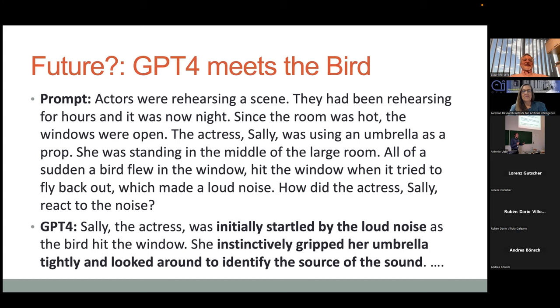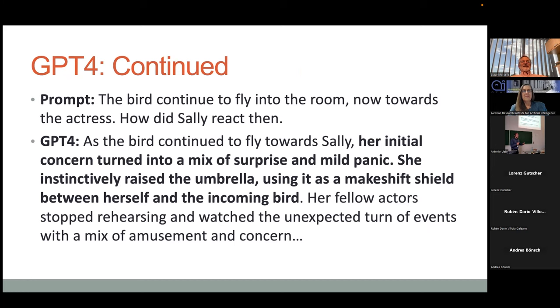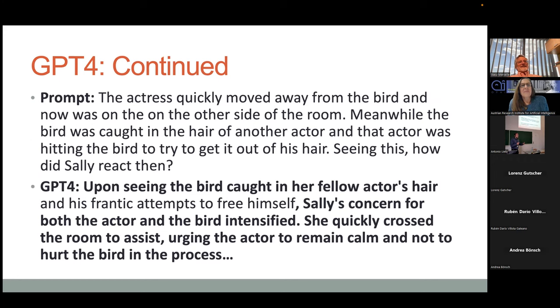Well, GPT-4 said she was initially startled by the loud noise, instinctively gripped her umbrella tight and looked around to identify the source of the sound. That essentially is what happened. She basically was drawn to the sound, and she was initially startled. I then took it the next step. The bird continues to fly now towards the actress. How did Sally react then? Her reaction turned to a mix of surprise and mild panic. She instinctively raised the umbrella, using it as a makeshift shield to protect herself from the incoming bird. Of course, GPT-4 is thinking the umbrella keeps out rain, so it's thinking of it more as a shield. She used it more like a bat. But it's putting the umbrella into the mix.